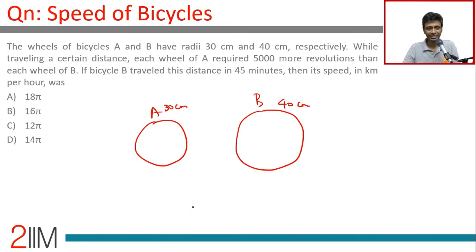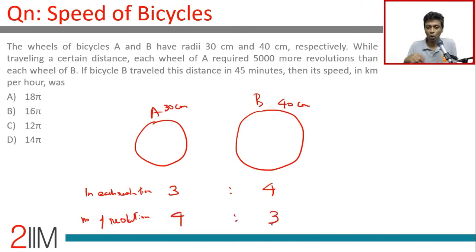While traveling a certain distance, each wheel of A required 5,000 more revolutions than each wheel of B. Just think about this. The circumferences are in the ratio 3:4, and so this is the distance covered in each revolution. That means to travel the same distance, the number of revolutions should be in the ratio 4:3.